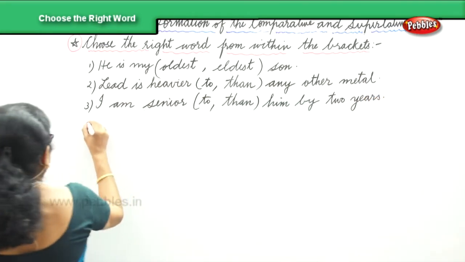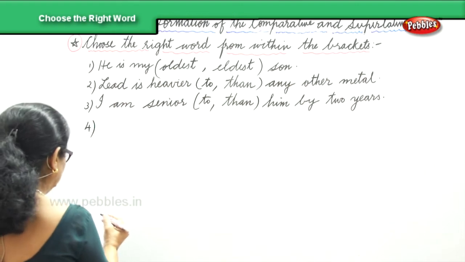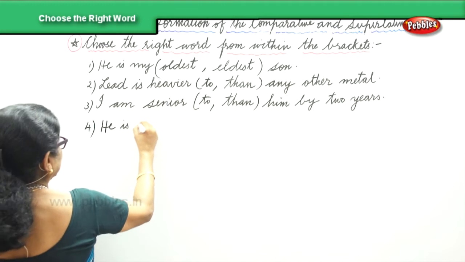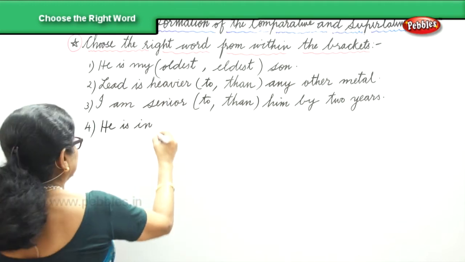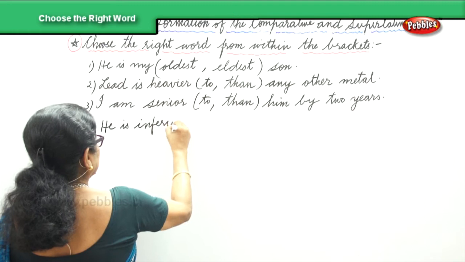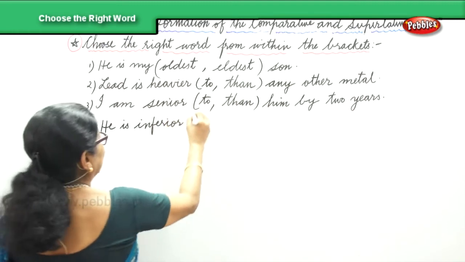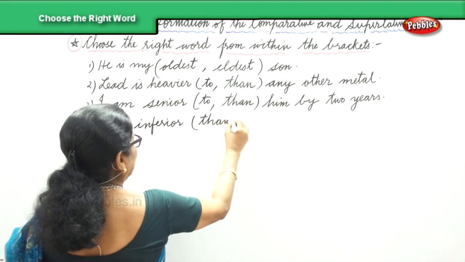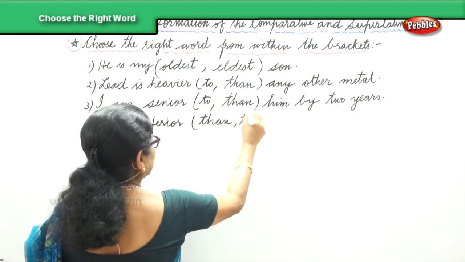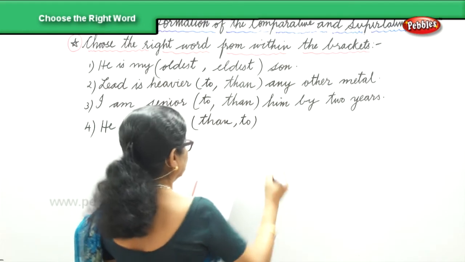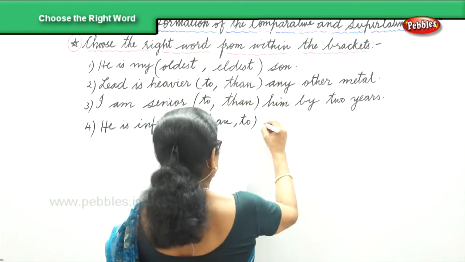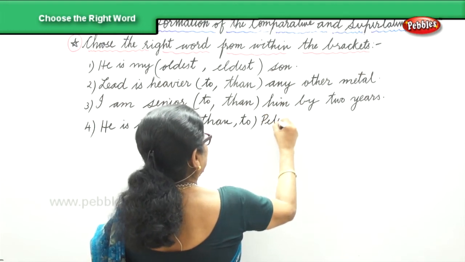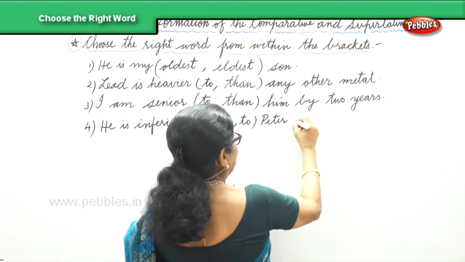Okay. Next. He is inferior. You can say either than or to Peter in intelligence.